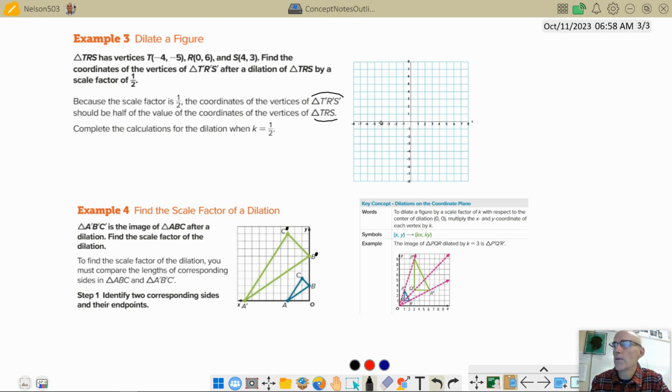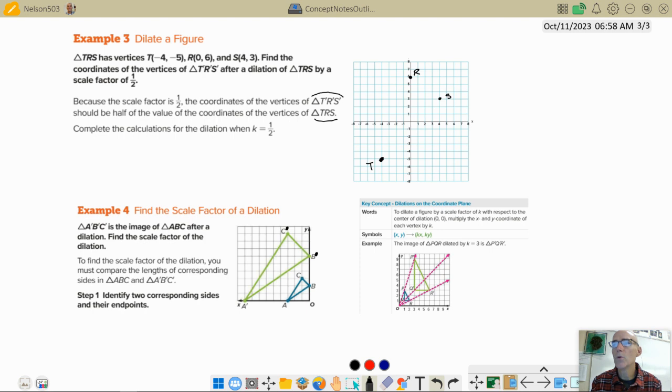So if I go -4, this is good practice for our just basic graphing skills. And then 0, 6, so that's up here, right? 0, I'm not going left or right at all, I'm going up 6. And then I go over 4, and I go up 3. Here's my last point right there, that's S. Okay, so we got S, we got R, and then we've got T right down here.